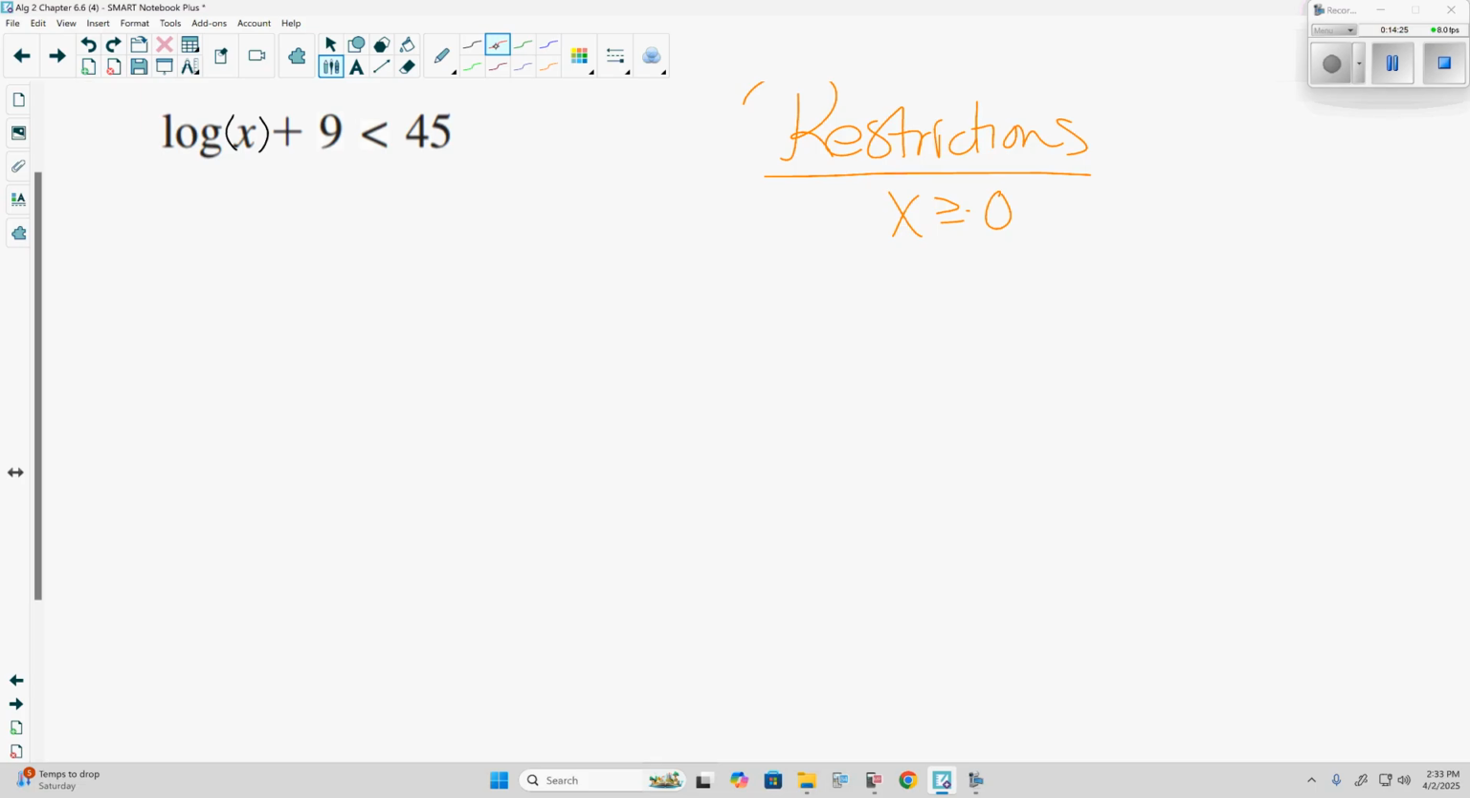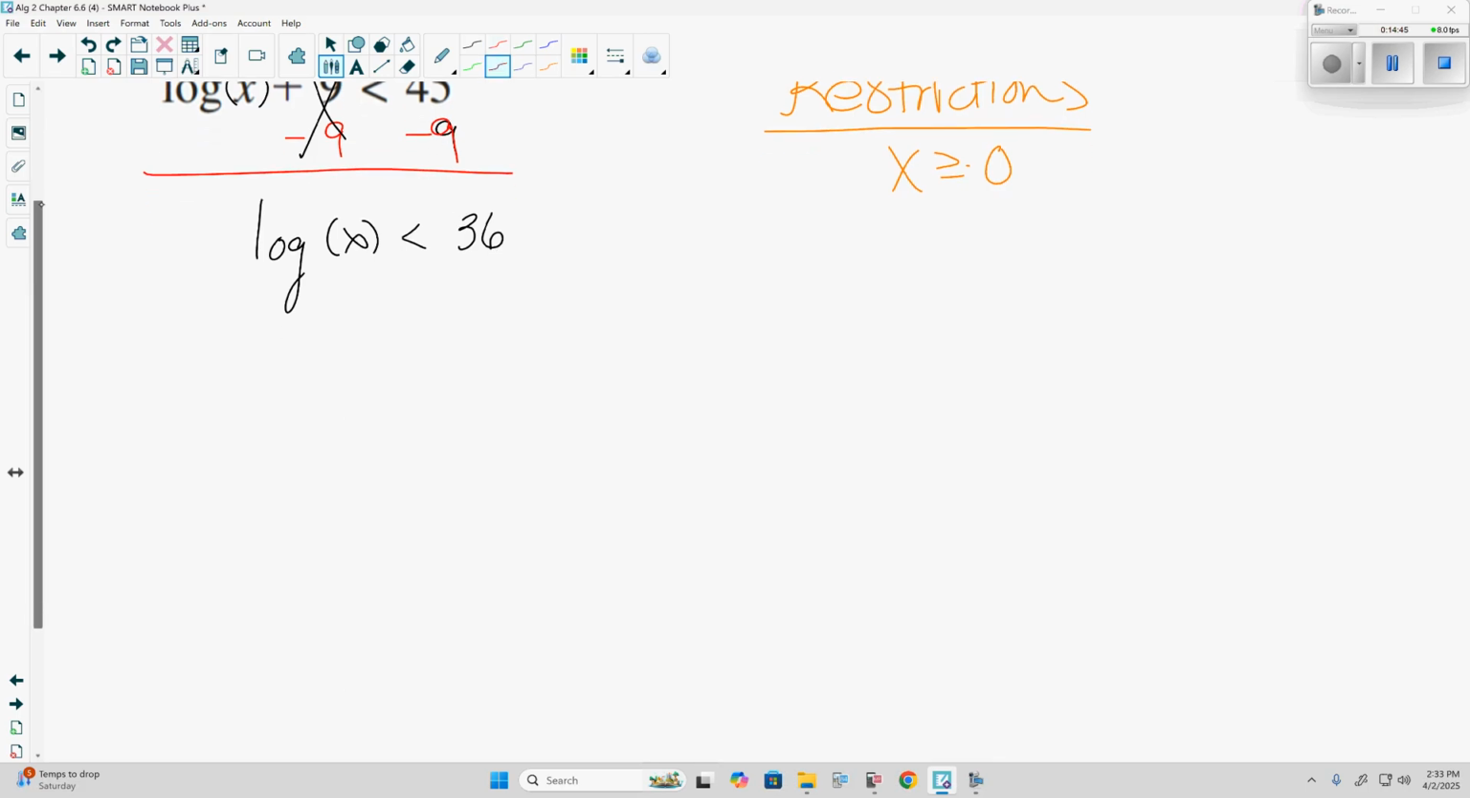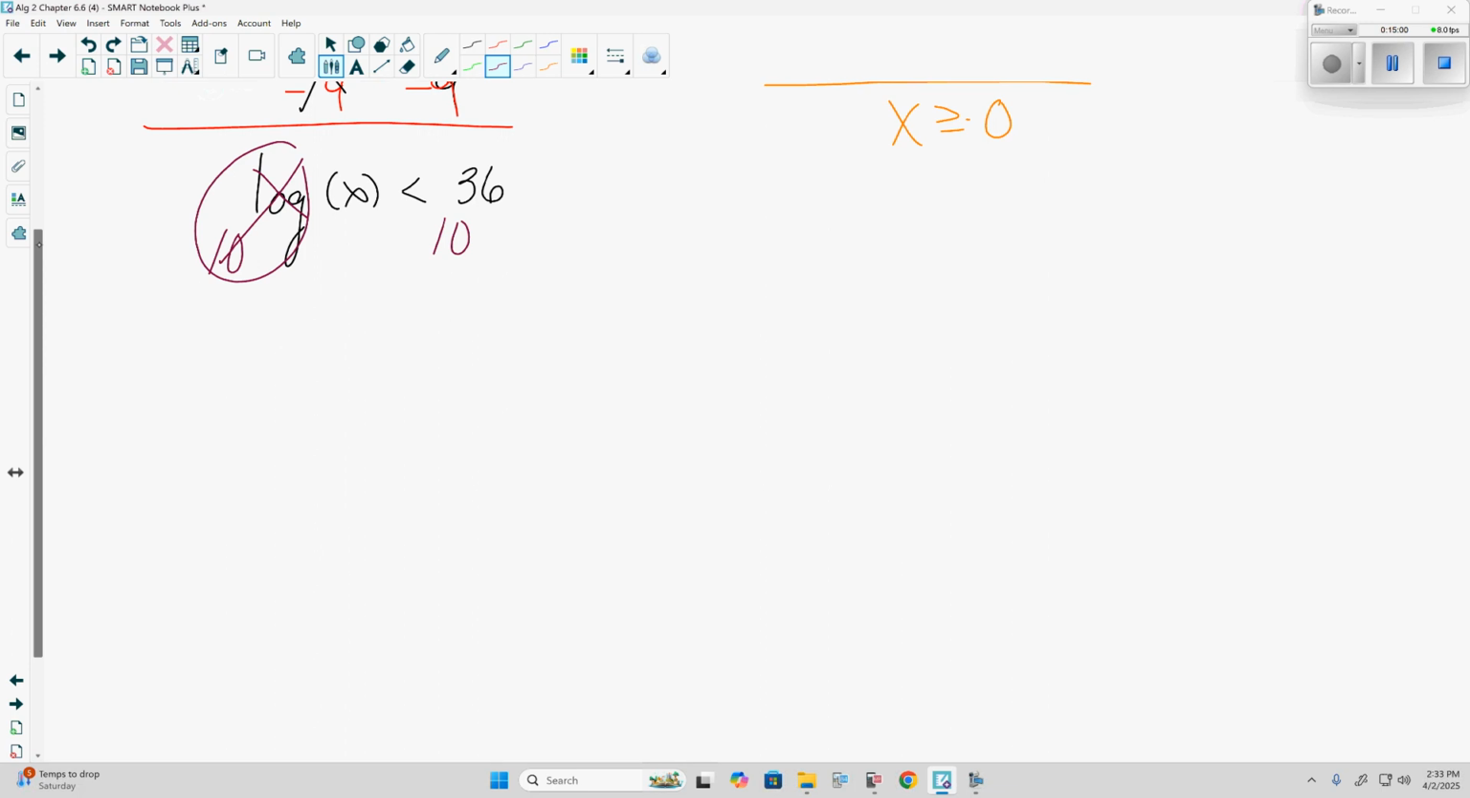Do we have one term on either side? No. We've got to move that 9 over, telling us that log of x is less than 36. Okay. Our next step would be to what? Put both sides to the base of 10. Yes. This will tell us that x is less than 10 to the 36th power.